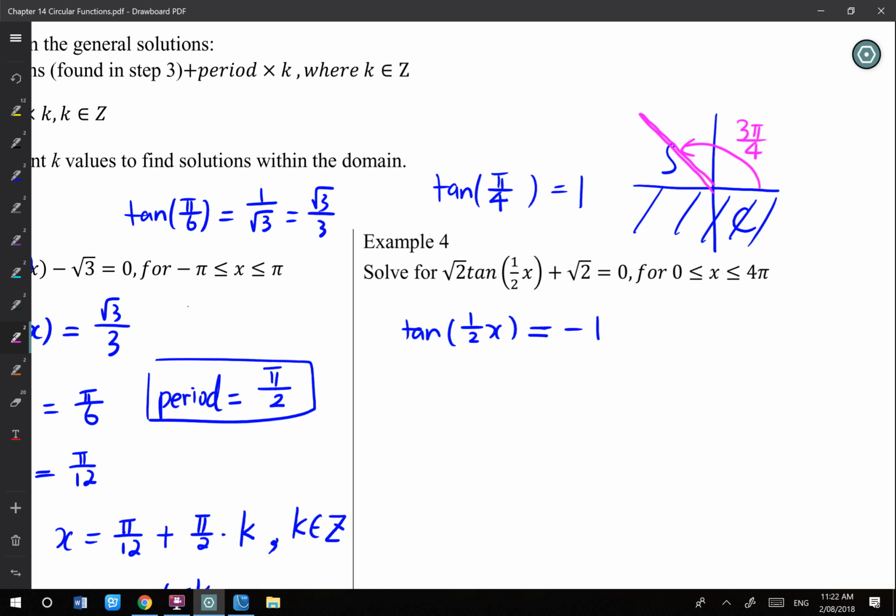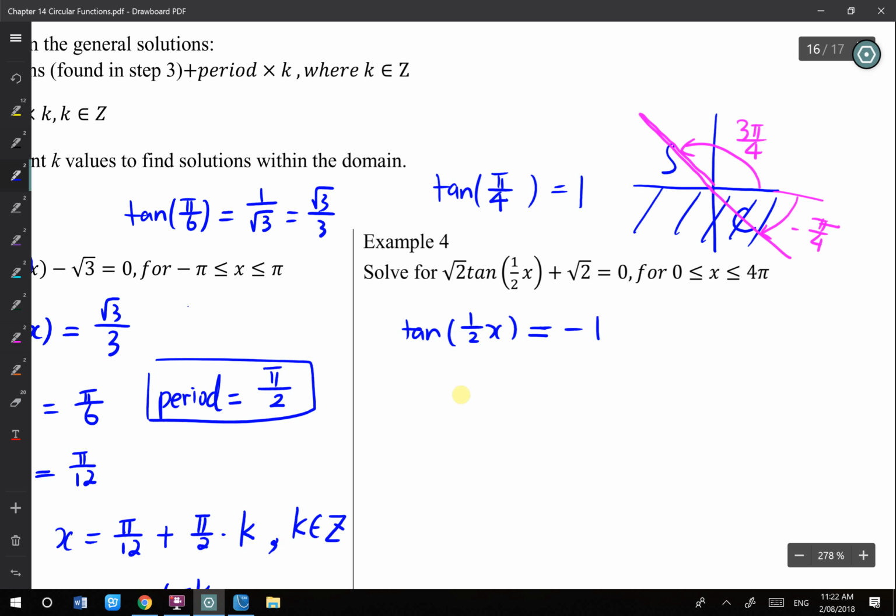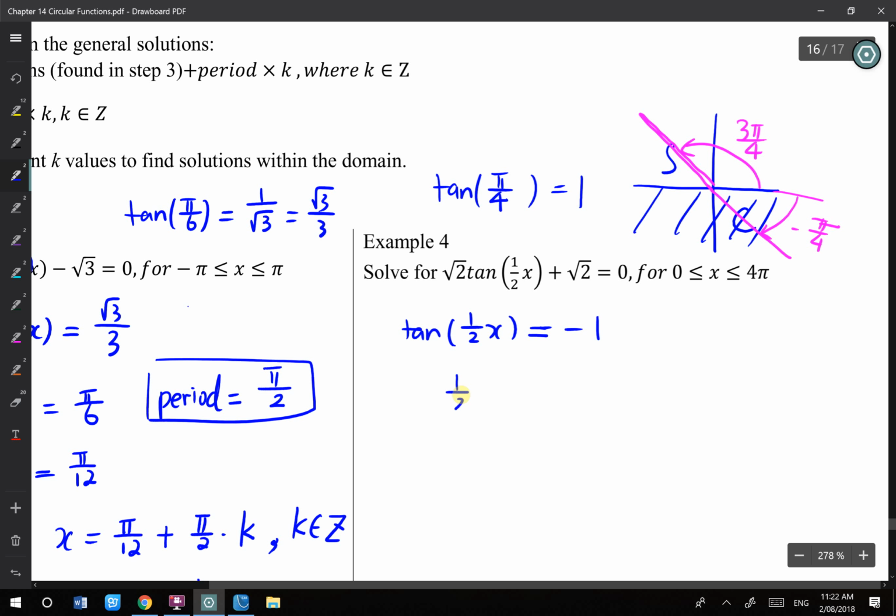Or you can use the cosine one. The cosine one can be a negative pi on 4. So it can be this angle here. And then I can say it's a negative pi on 4. That's fine as well. So it doesn't really matter which one you use. But you just pick one. So for example, I pick the 3 pi on 4. Okay, I pick this one.